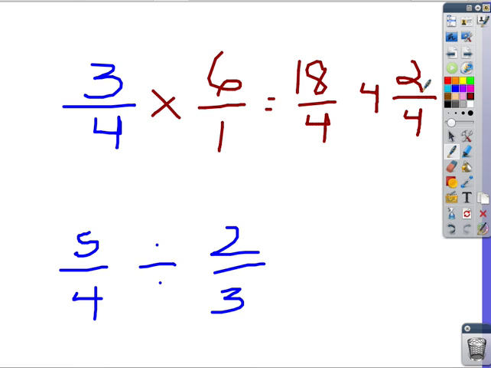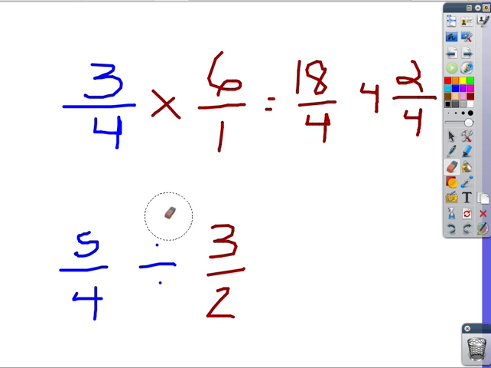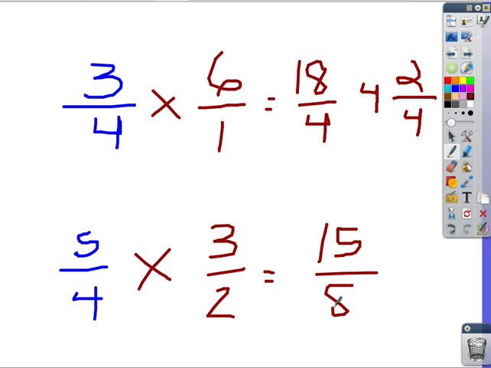Taking a look at the next example, 5/4 divided by 2/3. First thing that we need to do is reciprocate. So flipping 2/3 to make it 3/2. And when I reciprocate, I also have to change our division to multiplication. And then multiplication rules tell us to multiply straight across. 5 times 3, 15. 4 times 2, 8.